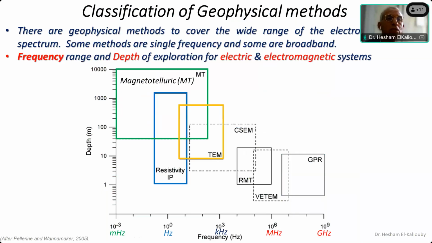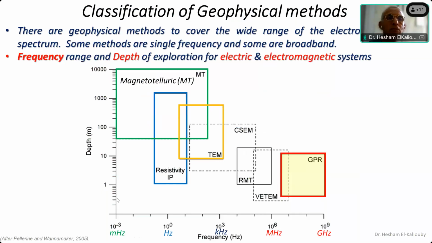For today's lecture, GPR falls in the extremely high frequency geophysical methods. It works from the mega to gigahertz range, and as a result, it can go in the near surface, very shallow, from a few centimeters to a few tens of meters. So this falls in near surface geophysics.